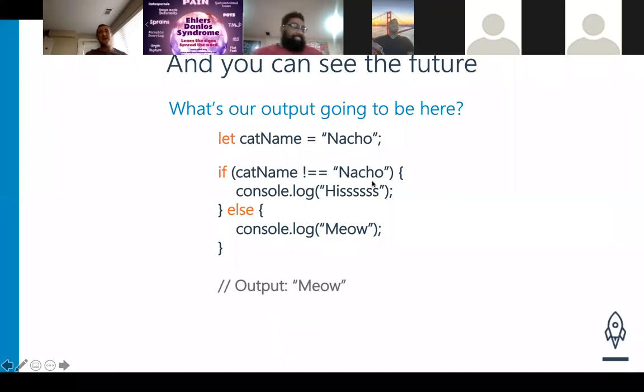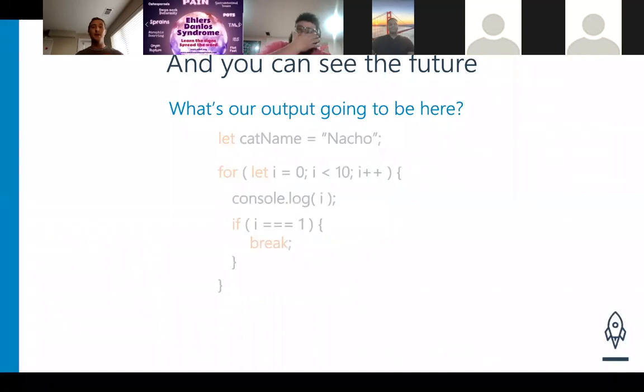All right, output: meow. Awesome job, because we know that catName is actually equal to Nacho, so that if statement will be false. If statements only get triggered if the conditional is true. Therefore, we'll go to that else statement and print meow. Fantastic work, everyone. Let's move on.